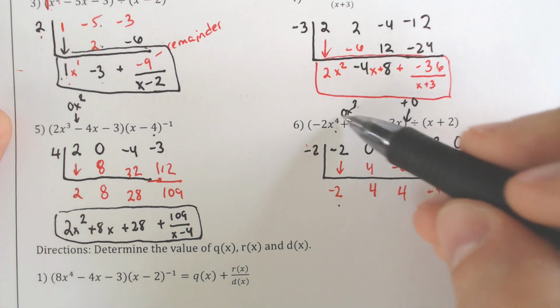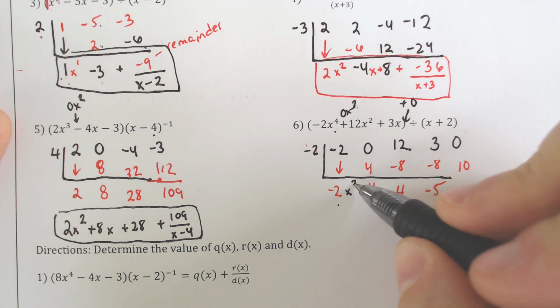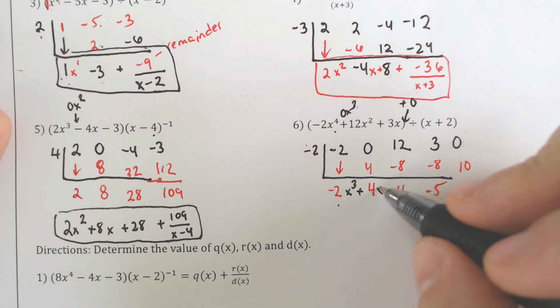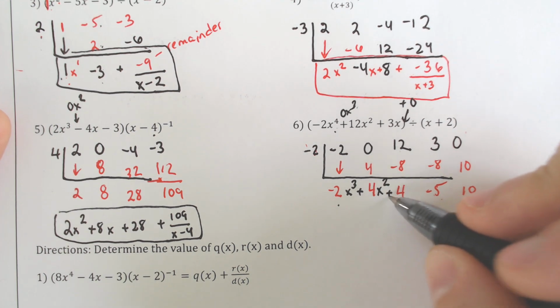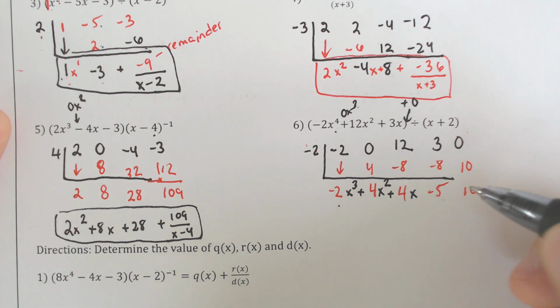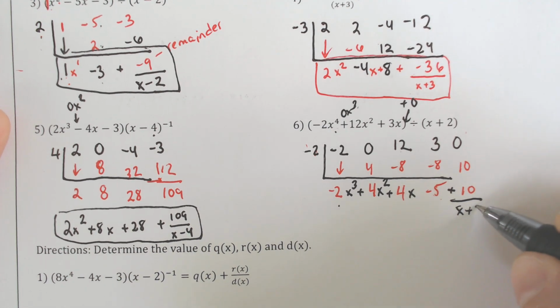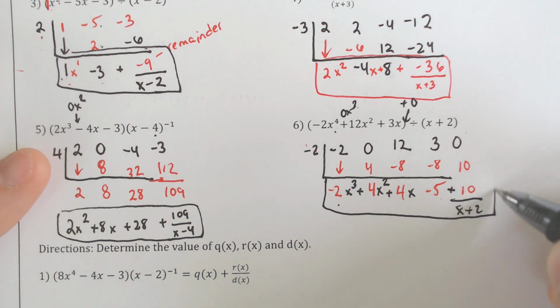We started with x to the 4th, so this is going to drop down to x to the 3rd. Anything that is already just positive, make sure you put that plus sign in between. Plus 4x squared, plus 4x, minus 5, and then the last number put a plus, and then over the original thing we were dividing by, which was x plus 2.